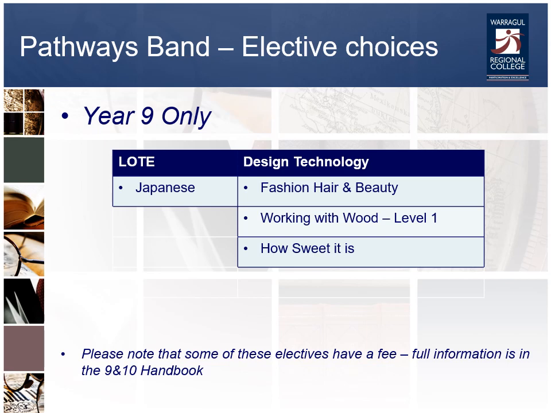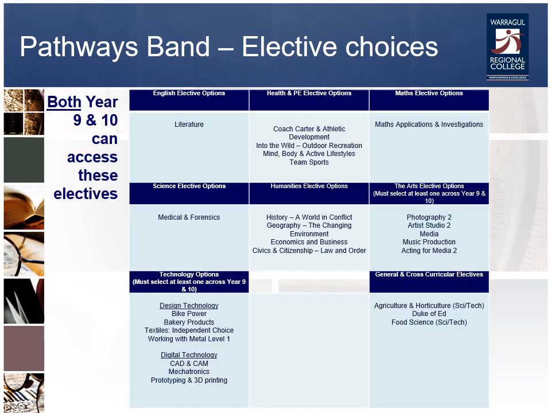Please remember, when you go through the handbook, that these electives may have a fee, and the full information for all of the subjects is in the handbook. The Pathways Band, as I mentioned, has electives that can be accessed by both Year 9 and 10. So these subjects that are on this page, they're the ones that you'll be in a class with Year 10 students as a Year 9.